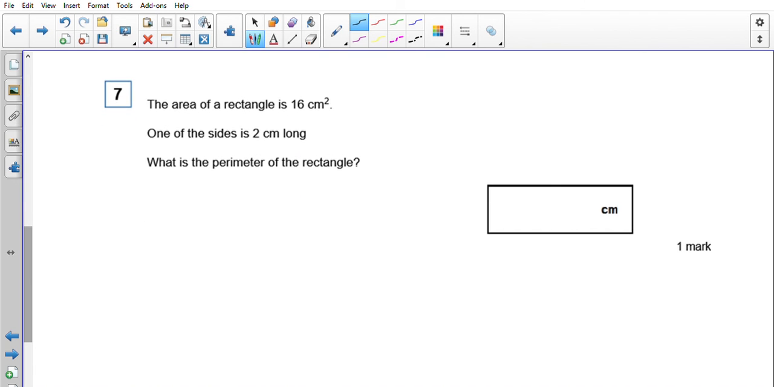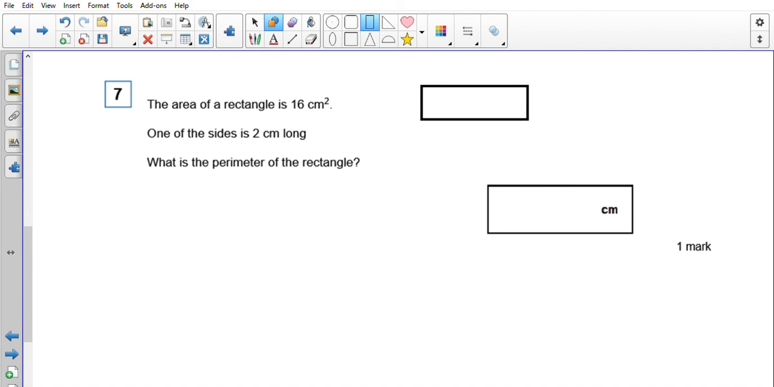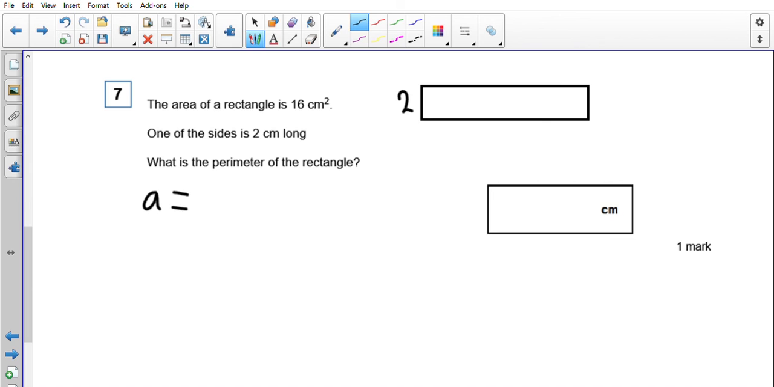Question 7 says the area of a rectangle is 16 centimetres squared. One of the sides is 2 centimetres long. What is the perimeter of the rectangle? Okay, so I'm just going to draw it. I would always draw it. One of the sides is 2 centimetres long, and it's going to be the short one. To find the area, you need to do length times width. So we did this when we've looked at this before: A equals L times W. So if the width is 2 and the area is 16, what times 2 is 16? 8. 8 times 2 is 16, which must mean that this side is 8 centimetres long.